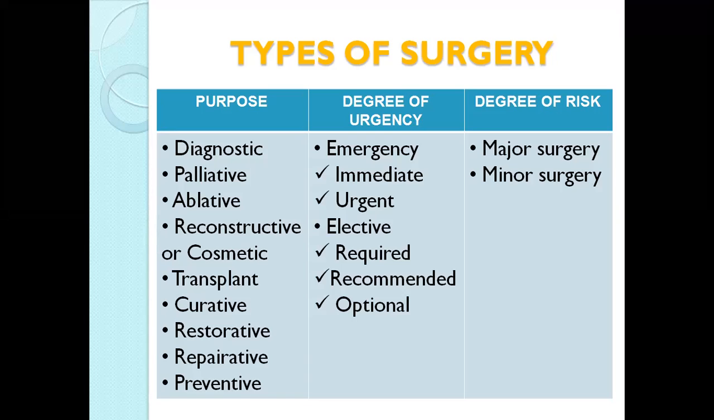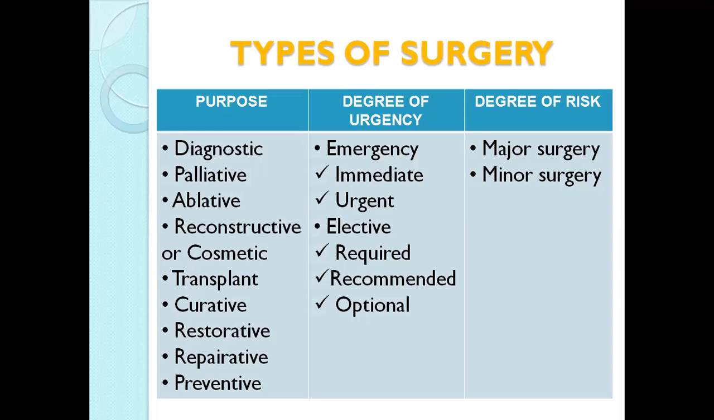So under this urgency also we have the emergency and the elective. Under the emergency we have immediate and urgent, and under elective we have required, recommended, and optional. And the third type of classification is called degree of risk. When we say degree of risk, that means how much it will really affect the individual's life, how much risk is associated with his life after doing the surgery. Again, we have divided it into major surgery and minor surgery.